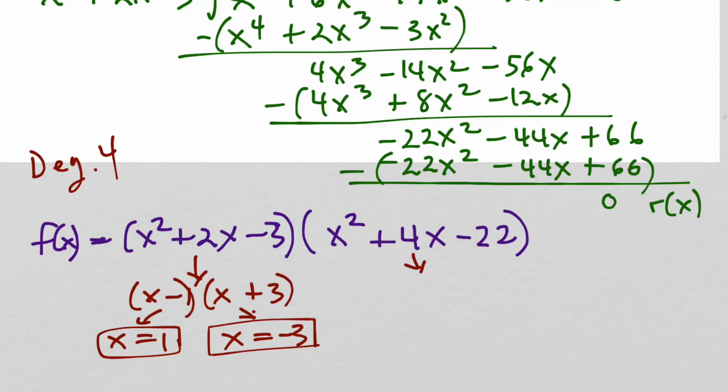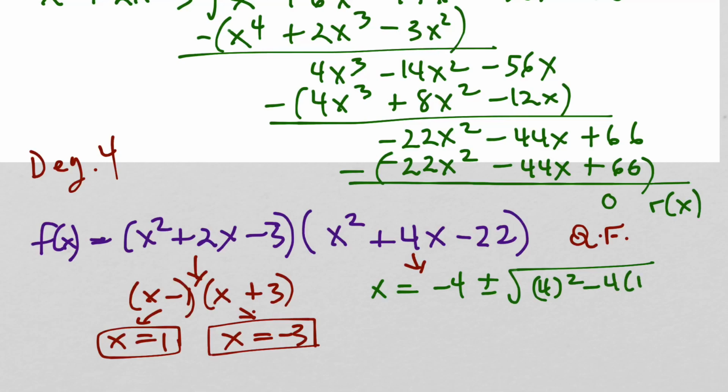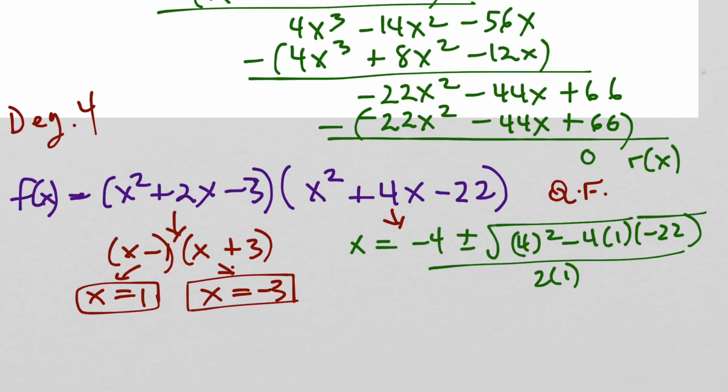Now you can see that that's not going to factor because 1 times negative 22, you're not going to be able to add to get positive 4. So we're going to have to use the quadratic formula here. So let's write that out. Our other 2 zeros are going to be negative 4 plus or minus the square root of b squared minus 4ac, all divided by 2a.